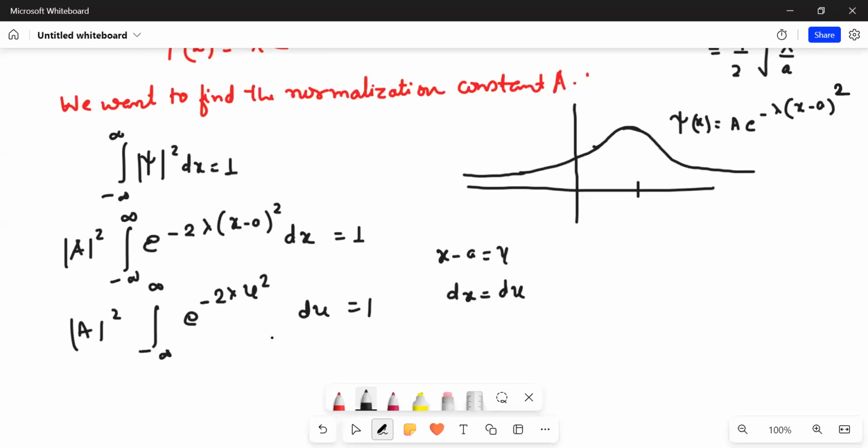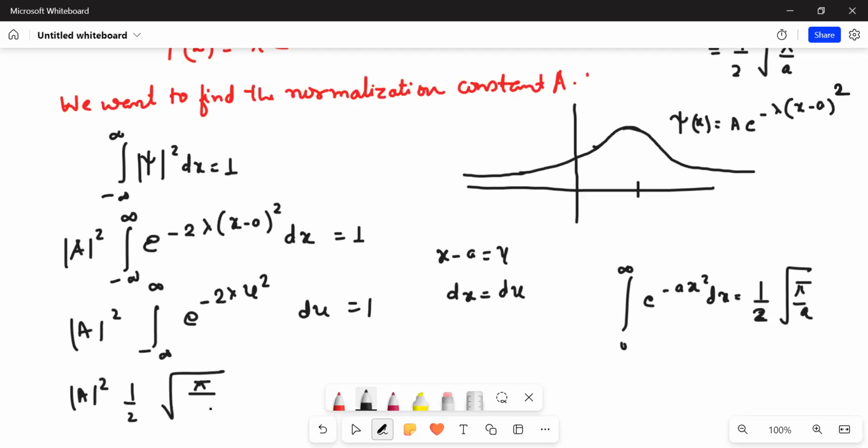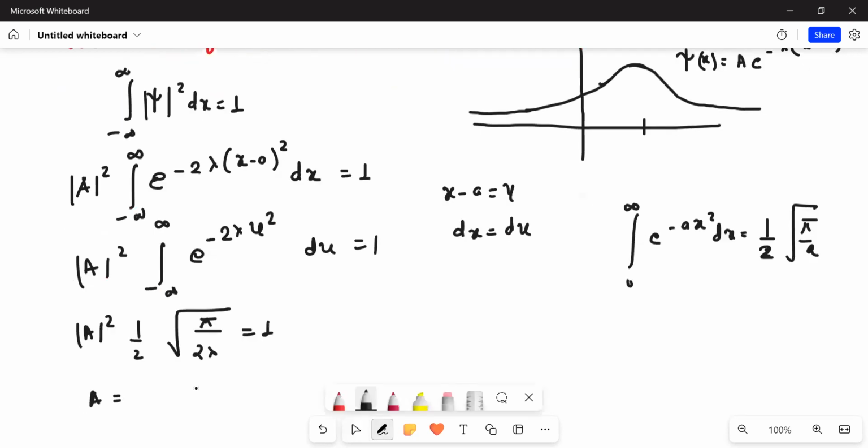From this particular expression, try to find this. So you know already that 0 to infinity, if e to the power minus a x square dx you are trying to find, it is equal to 1 upon 2, and then you have root over pi upon a, and if it is minus infinity to plus infinity, 2 vanishes. So basically it is A mod whole square. So these are quite routine questions, but don't make mistakes in these questions, okay? So A comes out to be equal to what? A comes out to be 2 lambda upon pi, root over, raised to power 1 upon 4. Is that fine? Yes, these are easy questions.